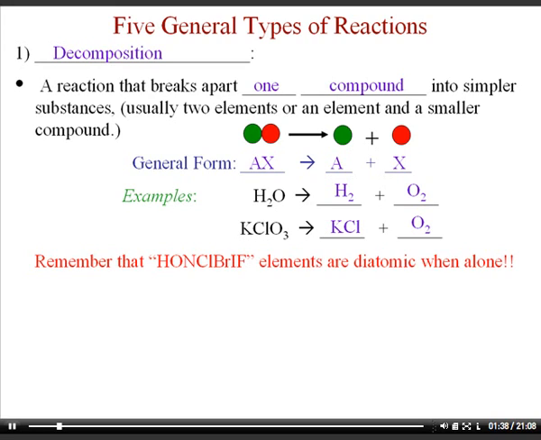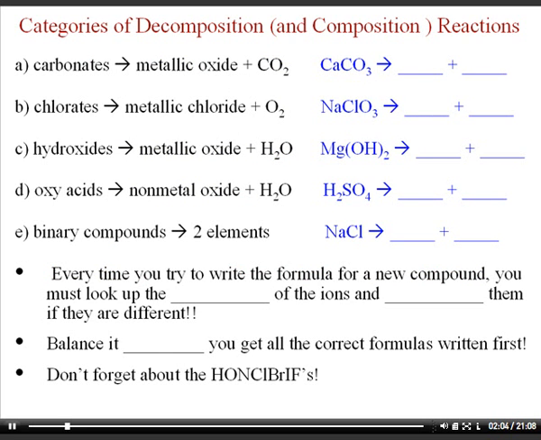Now I don't balance any of the equations that we're completing in the 5 general types of reactions lecture, so if you're freaking out about the number of atoms on the left and the right not being the same, we could always fix that by balancing it. So I put a reminder up here that Hunkelbrief means that the elements are diatomic when they're by themselves. So if you have hydrogen by itself, it's going to be H2, or oxygen by itself, it's going to be O2.